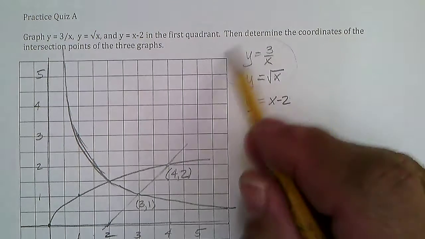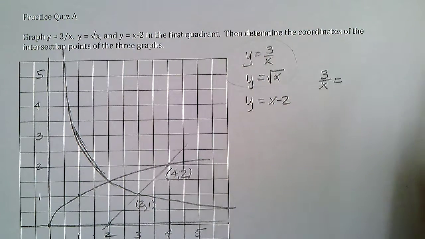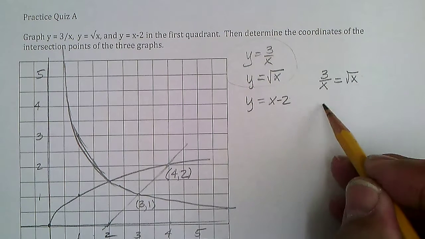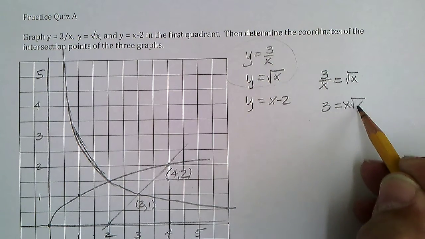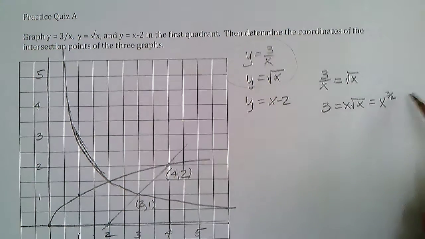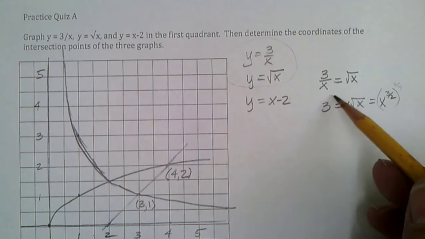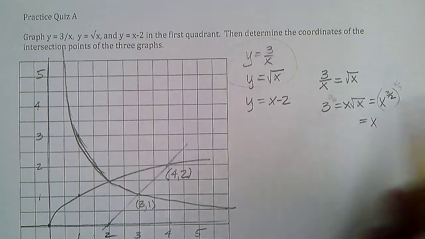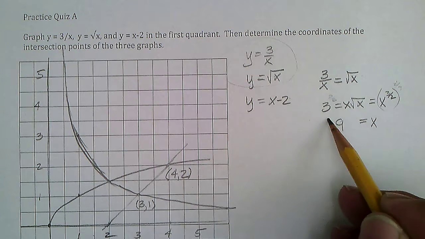That's where these two intersect, so I'm going to set 3 divided by x equal to square root of x, multiply both sides by x, and I get 3 equals x square root of x, which is x to the 3 halves. So if I take both sides to the 2/3, the 2's and the 3's cancel, and I get x equals, see, 3 squared is 9, and 1/3 means cube root.